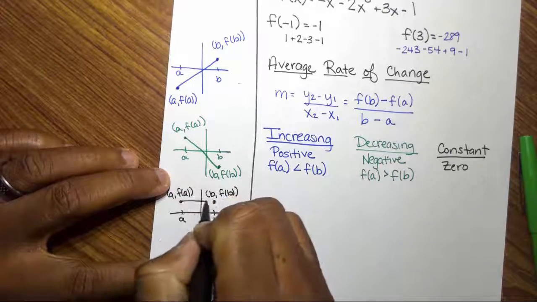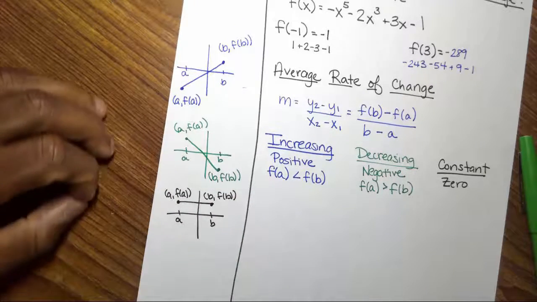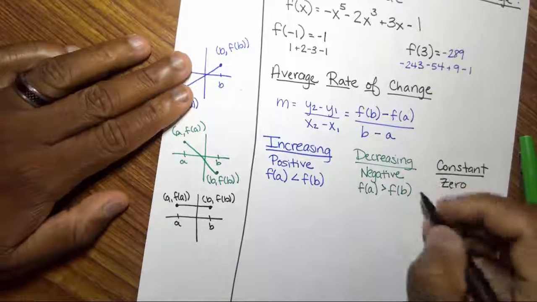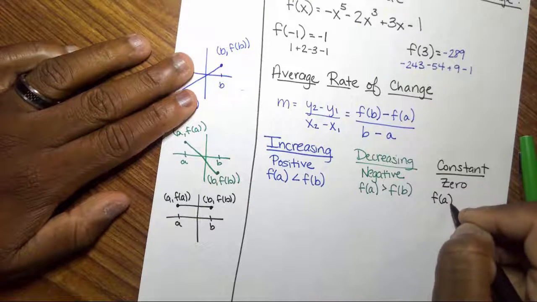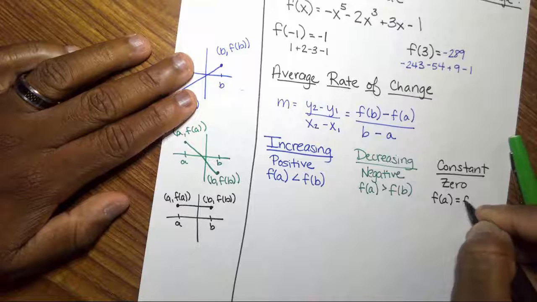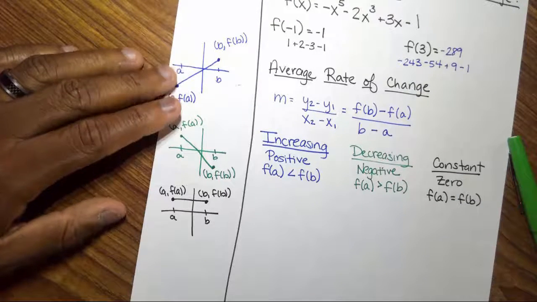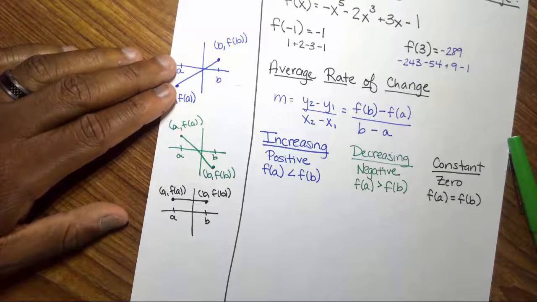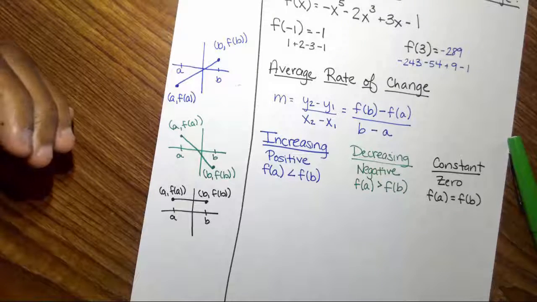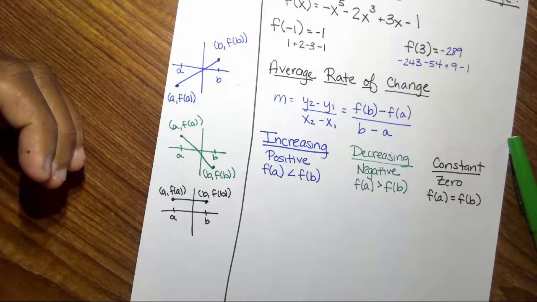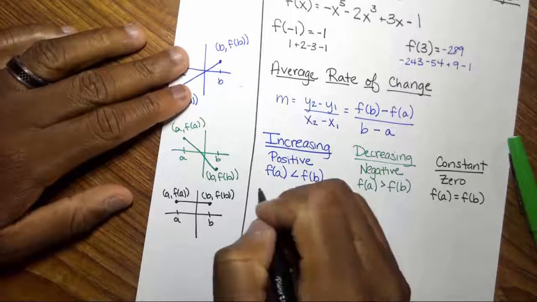Well, this time, what's true about the y values of A and B? They're equal to each other. So if f of A is equal to f of B, you're going to get constant slope. So today, all you're really doing is finding slope. You understand that? Alright, so here's an example of what you're going to do.